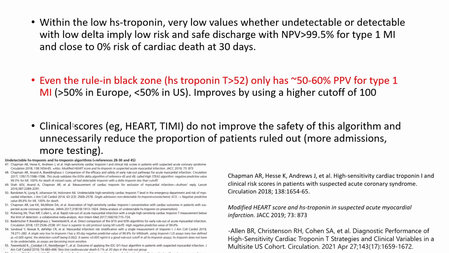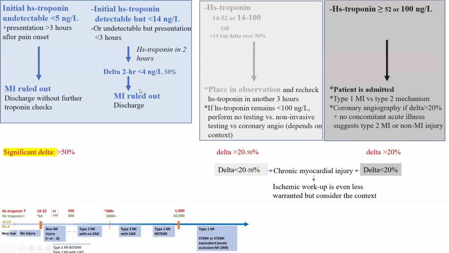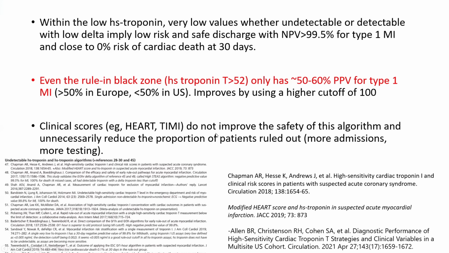Importantly, and that's an important idea for me, clinical scores like HEART, TIMI, and others do not improve the safety of this algorithm and unnecessarily reduce the proportion of patients ruled out. So confusing and complicating this algorithm by adding a HEART score or other scores will lead to more admissions and more testing. They will lead to fewer patients ruled out because of their HEART score, because of their age or their chest pain description. And you'll end up with fewer discharges.